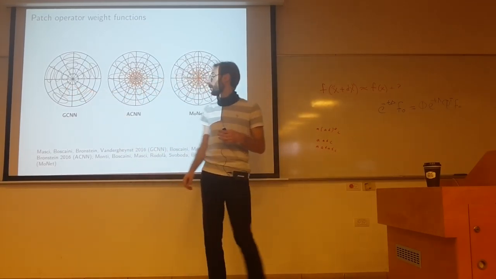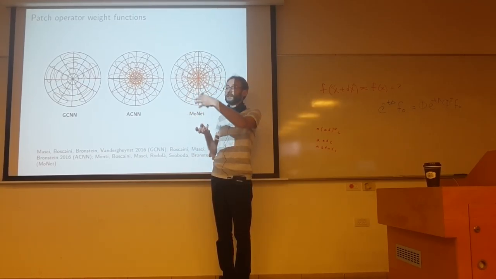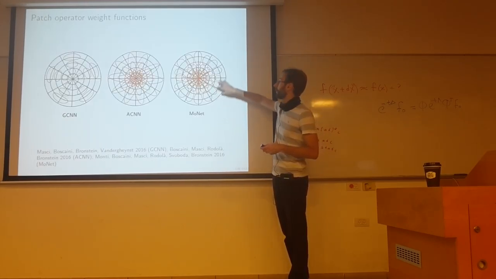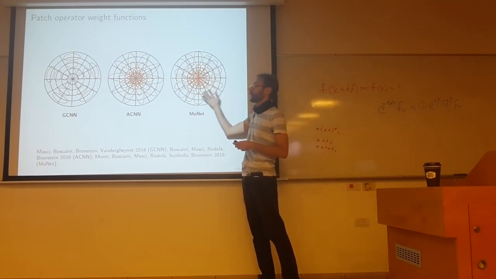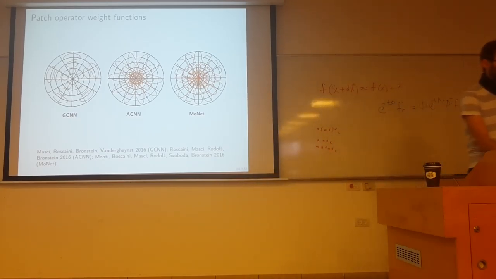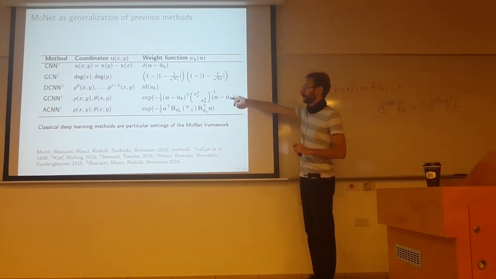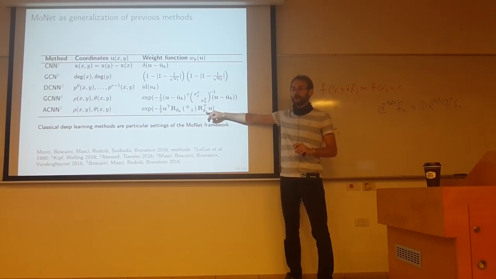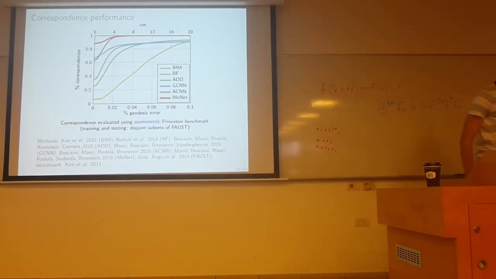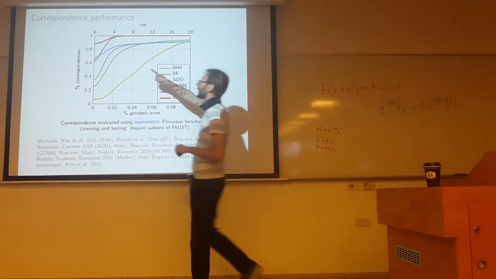Now, if you look at it as a polar plot, this is how GCNN weights look: fixed blobs, fixed Gaussians, at different theta and rho. This is how the ACNN kernels look. These are heat kernels of different orientation and different scale. These are the optimal kernels that we learn, so these parameters are learnable. You see that it's neither this nor that. It's actually remarkable that they are almost symmetric, but not exactly symmetric. This is the best thing that we learn with this architecture. And as I showed before, this is a generalization, so you can write GCNN and ACNN as particular instances of MoNet with these kinds of kernels.